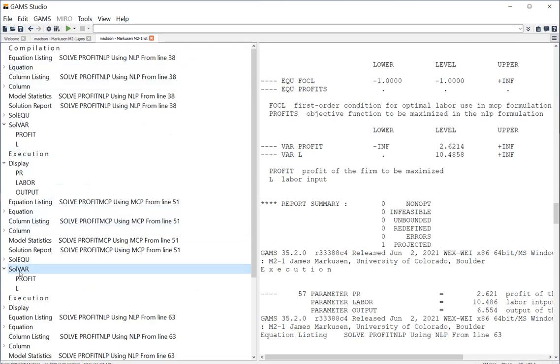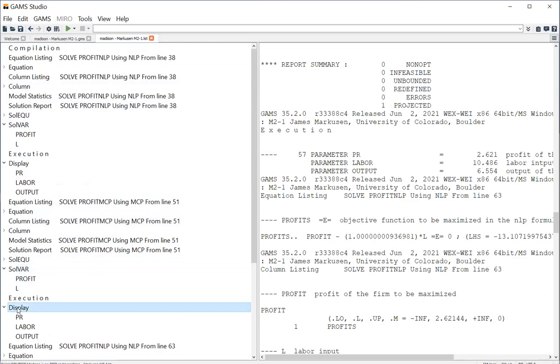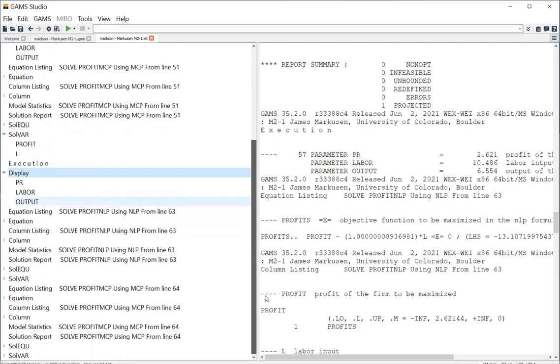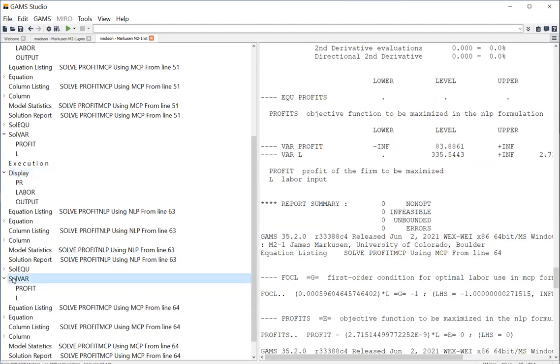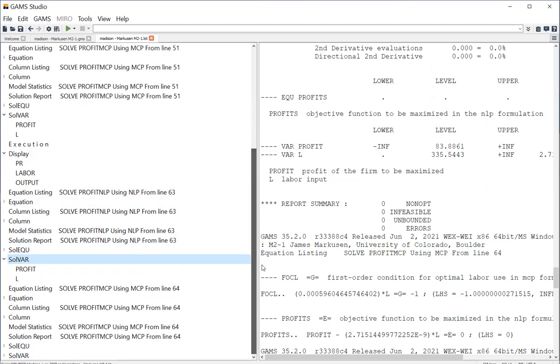Okay, and then same thing about display of the three outputs. And then a counterfactual experiment was to increase the price of the output, double it. And the new solution is that profit more than doubles, and students in microeconomics are taught that the profit function is convex in price. So there it is, verifying the analytical result and so forth.